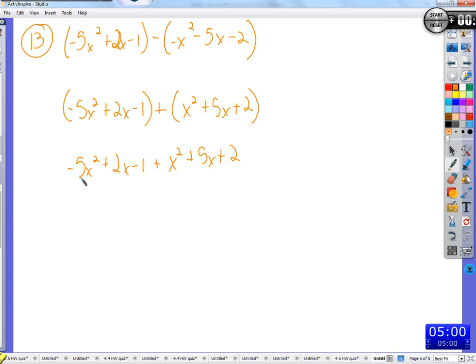Collect like terms. So negative 5x squared plus x squared is negative 4x squared. 2x plus 5x is 7x. Negative 1 plus 2 is 1. And we're done. One and done.